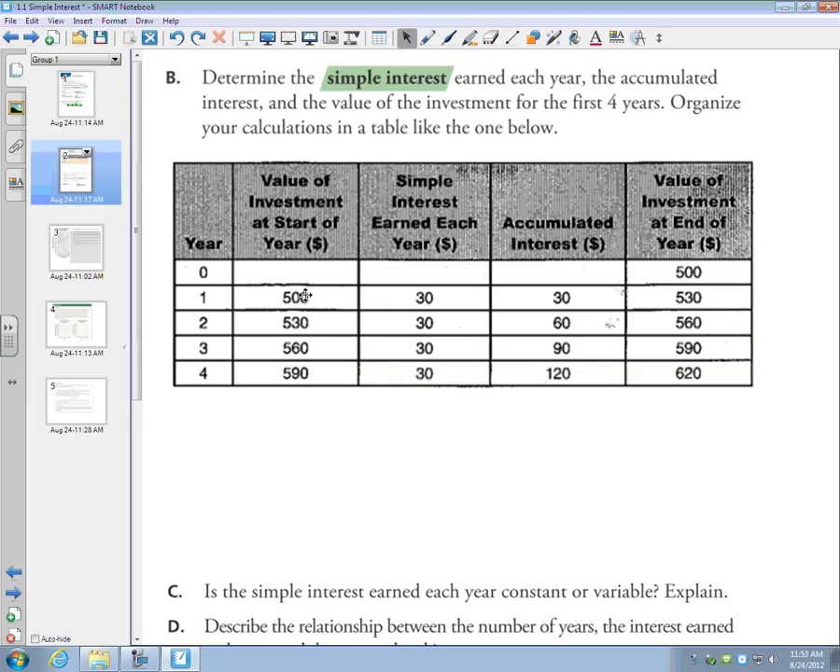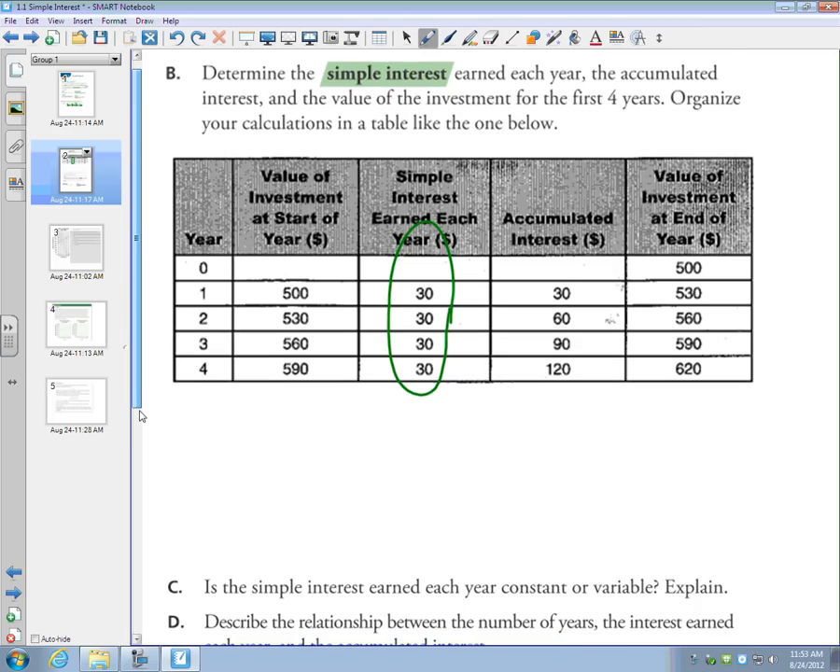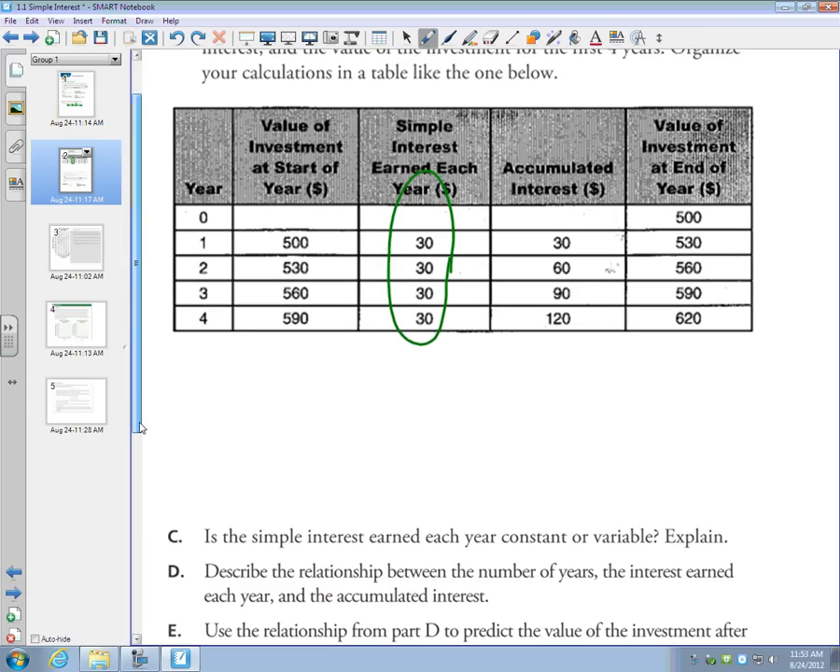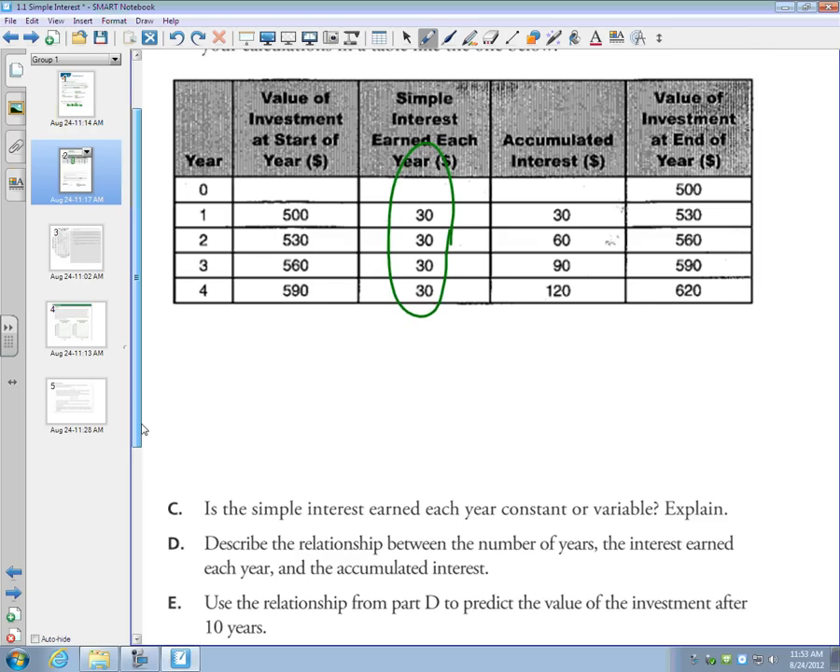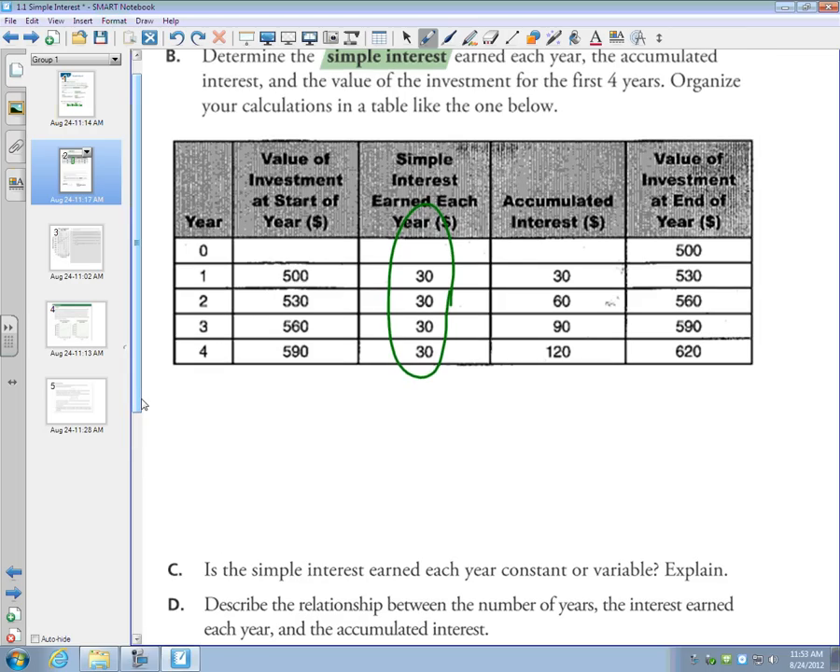Question C, is simple interest earned each year a constant or is it a variable? What they're basically asking in this column is, is it the same number or does it change? It's obvious that that is constant. It never changes. It's always the same percent of the same principal. It's always 6% of $500, or $30. Describe the relationship between the number of years, the interest earned each year, and the accumulated interest. This is question D.